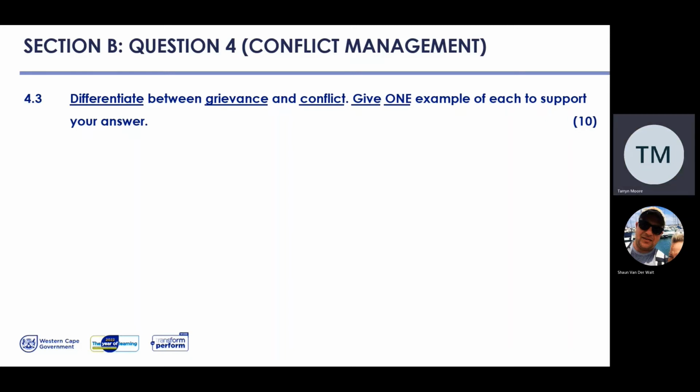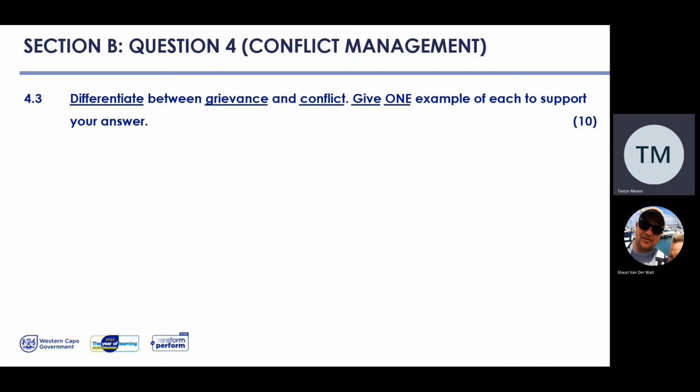When we look at the question at 4.3, you will see that the cognitive verb is underlined. What do you need to differentiate between? You've got concept number 1, grievance, concept number 2, conflict, and you need to give an example to support your answer. We've moved away from team development stages, and we're now on to differentiating between two concepts.